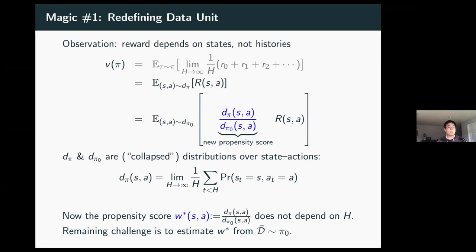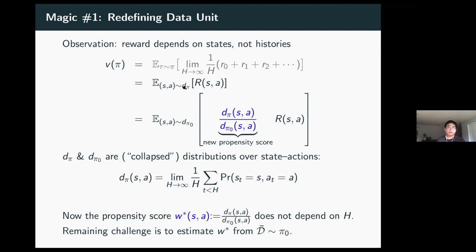The first step is to redefine the data unit. Before, if you look at IPS, a data unit is a trajectory, tau here. That's why when we compute the importance ratio, it's a distribution over tau. But if you look closely, you can rewrite this expression in this form, which is an expectation of the reward when your state action is drawn from d sub pi. What d sub pi is defined here. It's just the collapsed distribution over state actions. What it means is that it's the average probability of visiting a state action pair if you run policy pi for each step or infinitely many steps. So it is a marginalized distribution, marginalized over time steps.